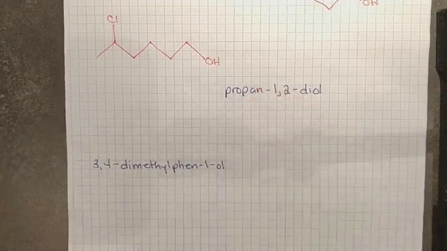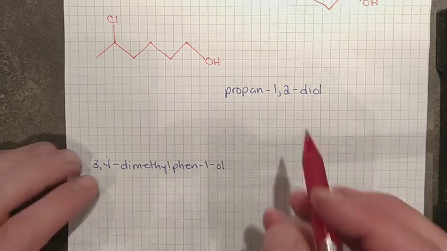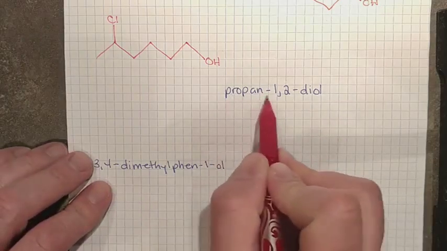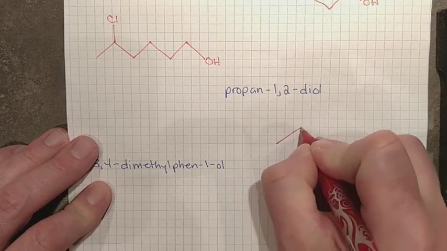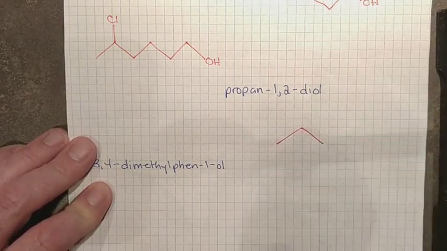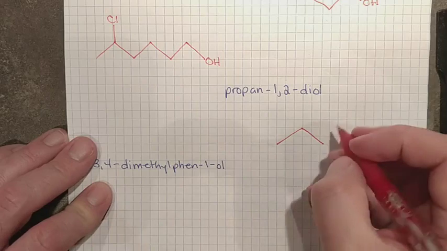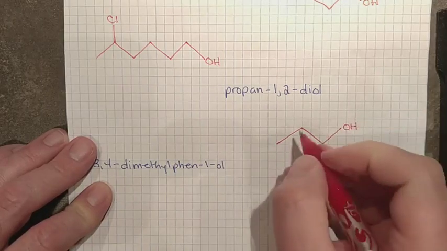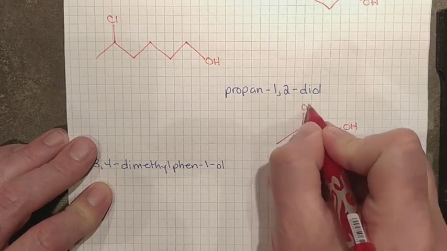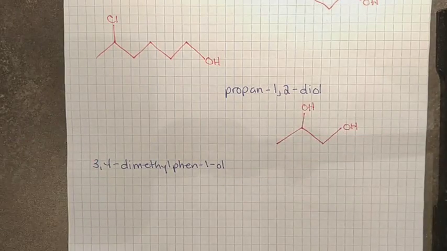Here I have a diol, propane-1,2-diol. So again, as I look at this name, I can see it's propane, which is a 3-carbon chain. And so there's 1, 2, 3. And then at carbon 1, I'll make it on the right again. There's an OH group, and at carbon 2, another OH group. So there's your propane-1,2-diol.